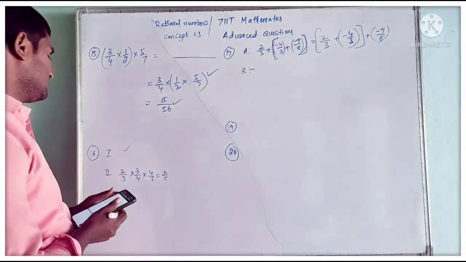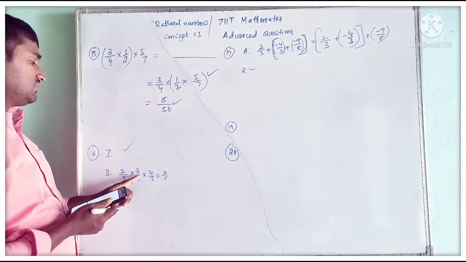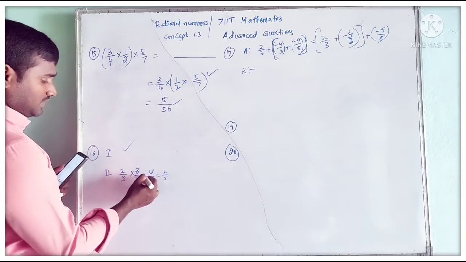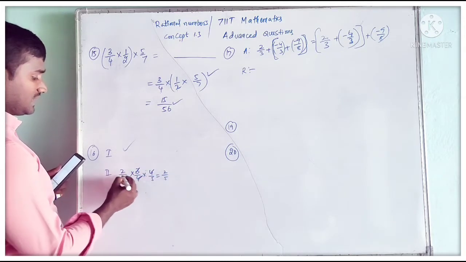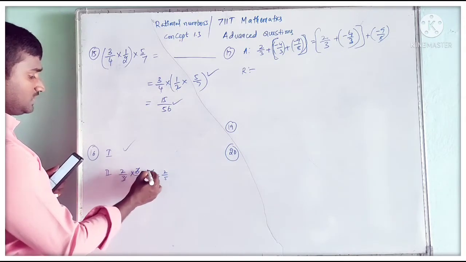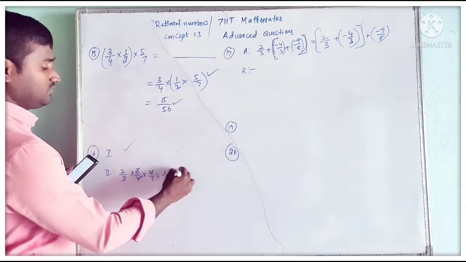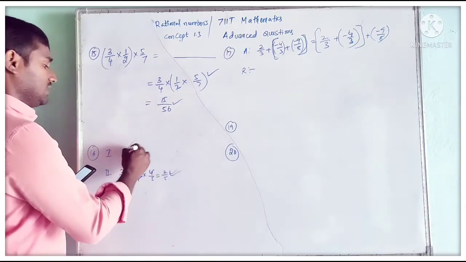And statement 2, 2 by 3 into 3 by 4 into 4 by 5. Is there any cancellation? Yes, 3 cancels, 4 cancels. What is left over? 2 into 1 into 1, 2. 1 into 1 into 1, 1. 1 into 5, 5. So 2 by 5. So statement 2 is also correct.